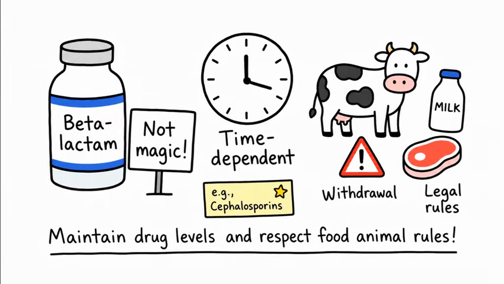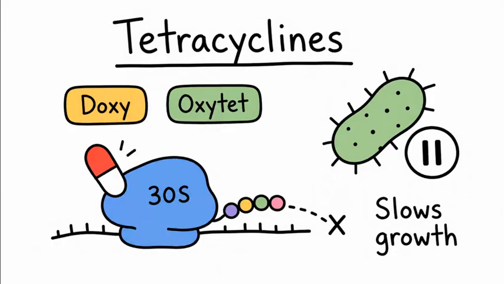They are time-dependent, so maintaining adequate drug levels matters. Also, in food animals, you must be very aware of label use, withdrawal times, and legal restrictions, especially with cephalosporins. Next are tetracyclines, like doxycycline and oxytetracycline.